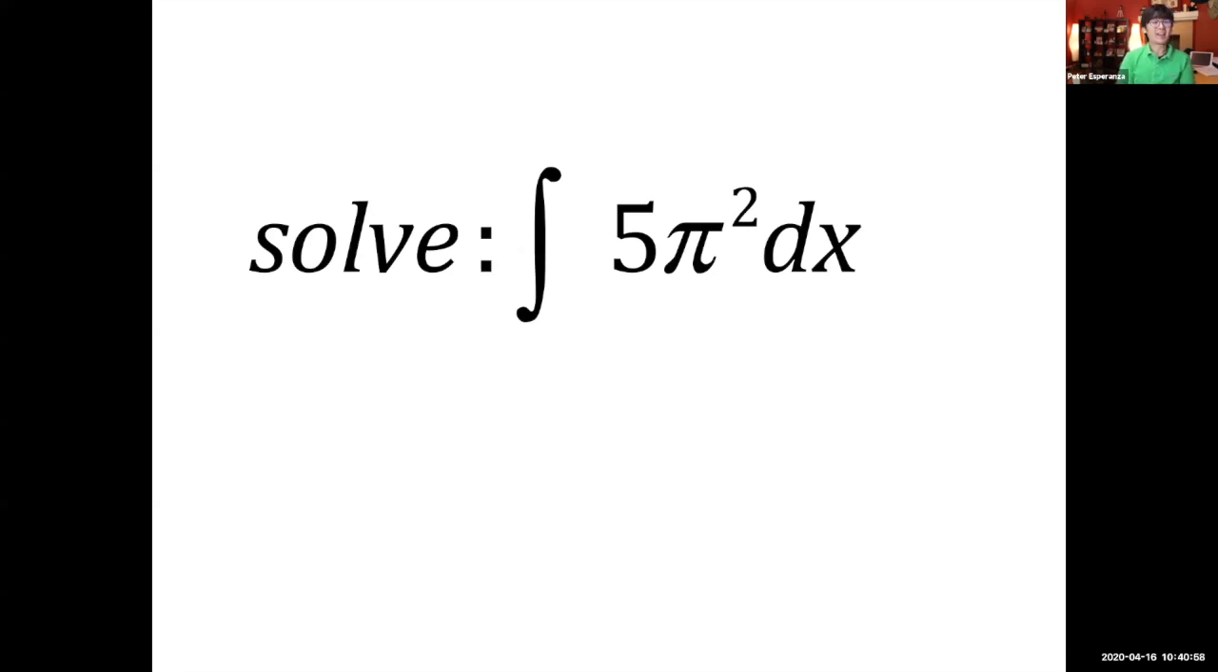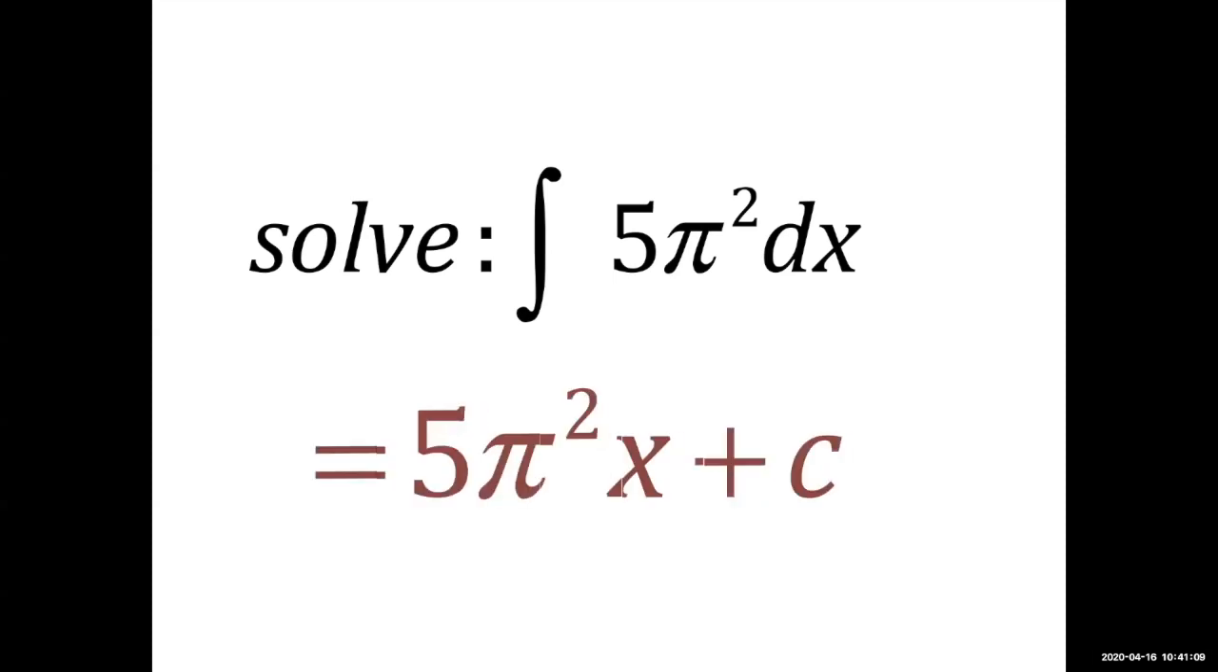How about this? What is the antiderivative or the integral of 5 pi squared dx? 5 pi squared x plus c. And that is correct. So it is also a constant. So you know that this is just 5 pi squared x plus the constant c. And again, the reason why we always have the constant c is because if we took the derivative of this function, it would have a constant, and the derivative of any constant is going to be 0.